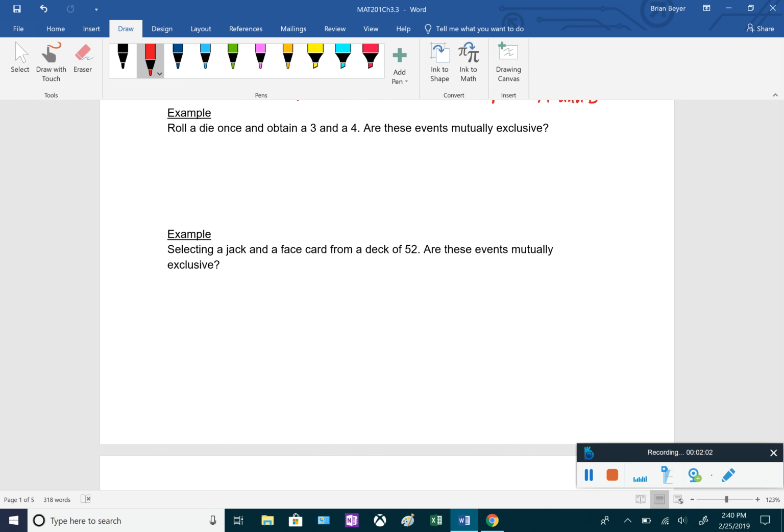Let's make sure we understand this concept. For example, we roll a die once and obtain a 3 and a 4. We want to know, are these events mutually exclusive? When we roll a die once, this is saying that we're going to get a 3 and a 4. We have to think, can they happen at the same time? These outcomes cannot happen at the same time. So we say that these are mutually exclusive because they cannot occur at the same time. We cannot roll the die once and get a 3 and a 4 at the same time.